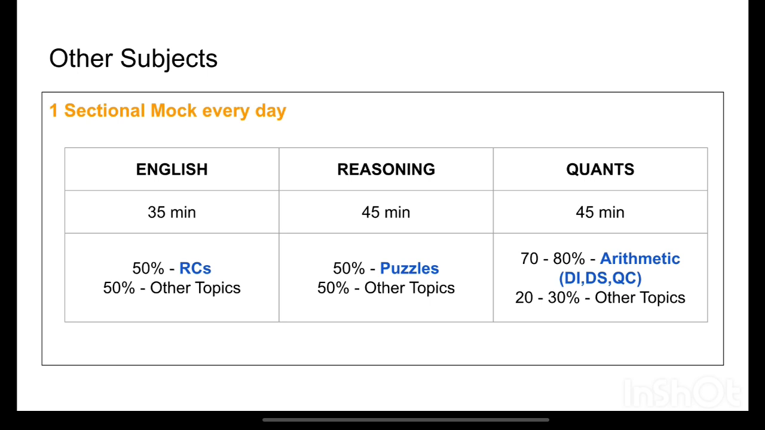Rest 20 to 30% you are dedicating to the other topics, which includes higher variation of new number series or simplification or quadratic equations, whichever you call as speed maths. So again, when you go with the flow of mock attempting, you'll understand how you need to modify the time allocation, and you can do the rest of the variations going ahead. So this is your plan for the other 3 subjects. One sectional mock of each subject every day is a must in this strategy.